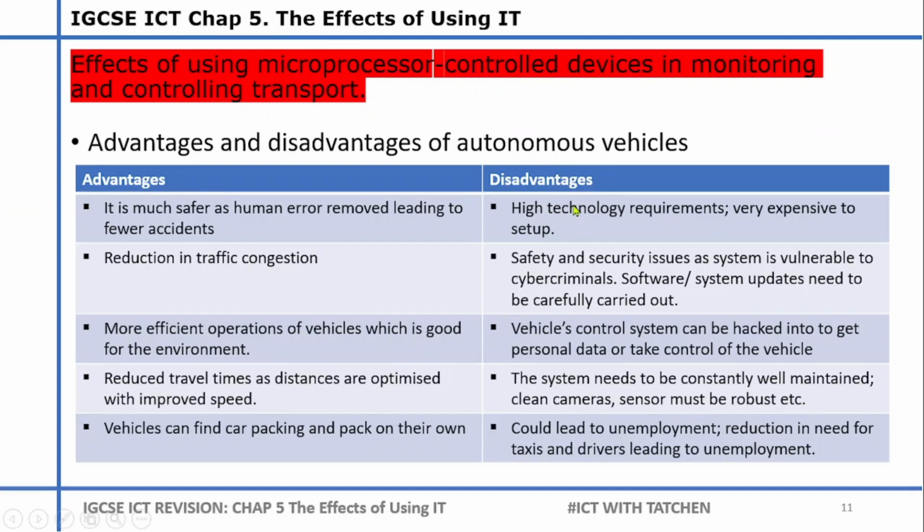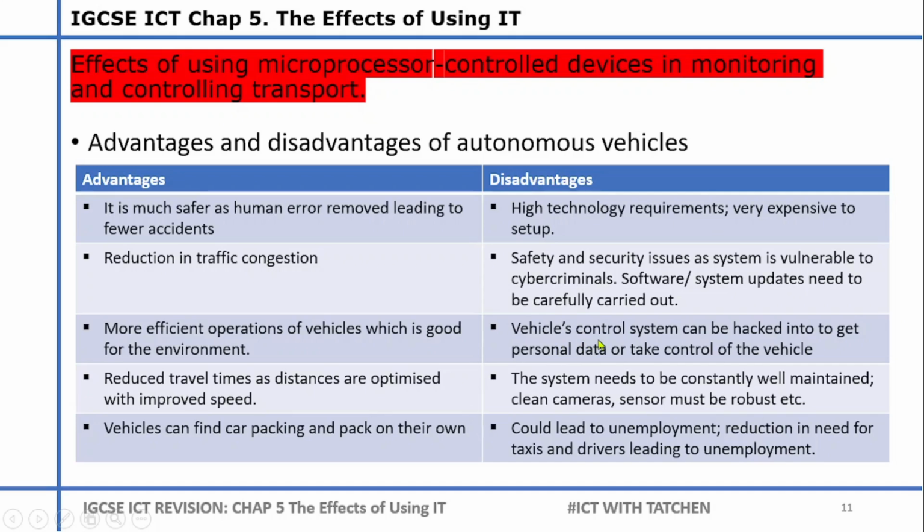Now, on the disadvantages, we find the high technology requirement, a very expensive setup. That's true. You will not see these cars just anywhere. They're very expensive. And then we also have safety and security issues. The system is vulnerable to cyber criminals. That's true. If you watch a lot of movies, you'll find that in some cases such cars are hacked, or even a car where the person can drive but which has a digital system, they hack into it and redirect the car's route to another place, and such things happen.